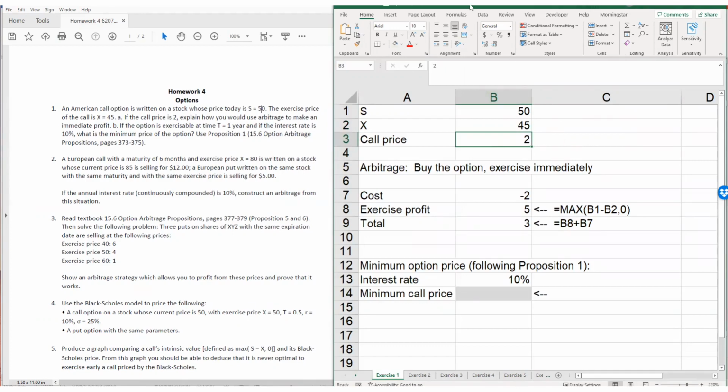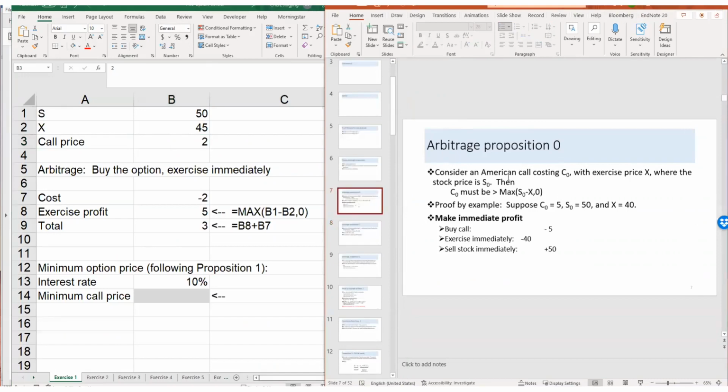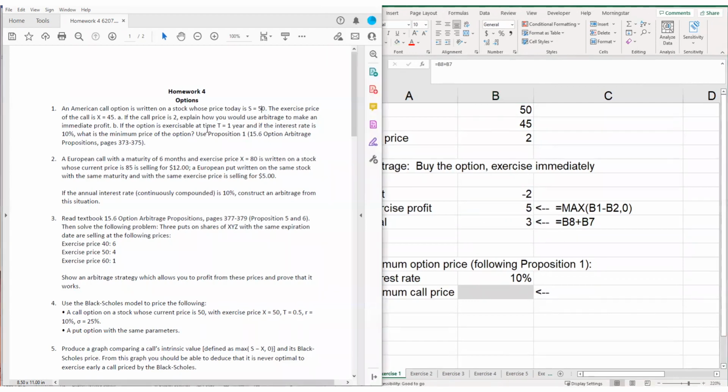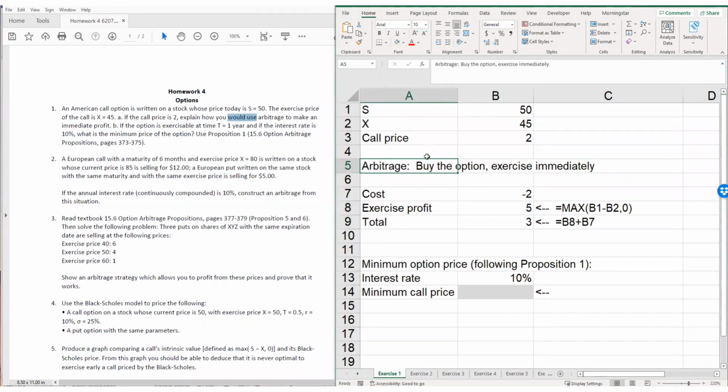So $5 is the bound for an American option. So you have $5 on the left-hand side, $2 for the call, meaning that this proposition is violated. So what you can do is to buy the option and exercise it immediately. You will pay $2 to buy the option, exercising it, then you'll get a $5 gain. So these add up, you will have a $3 gain. That's a pure gain. So here, what you need to do is simply buy the option and exercise it immediately.